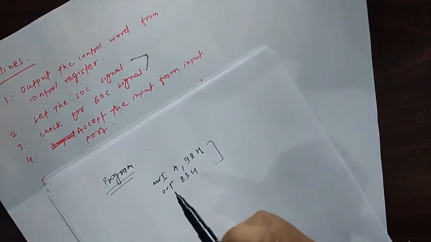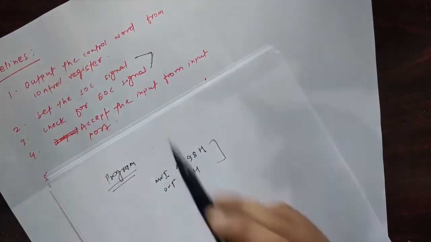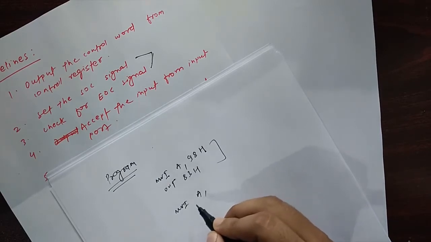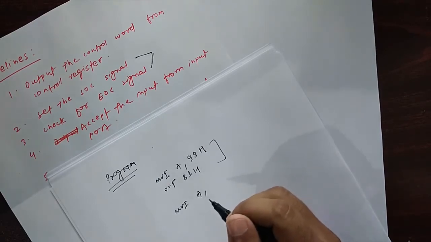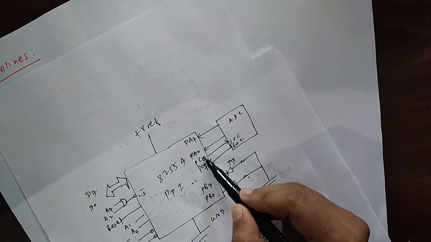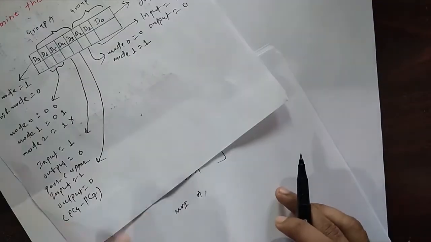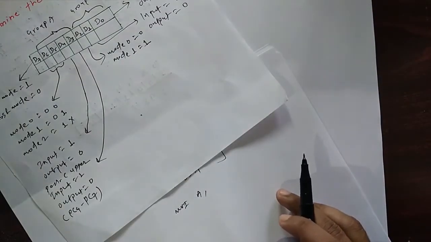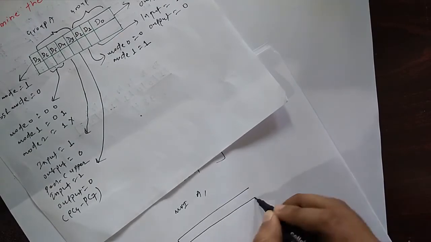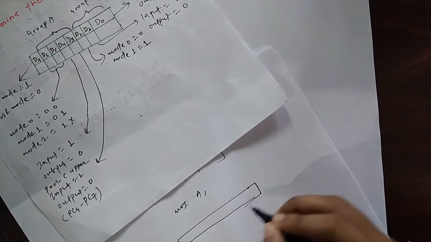Okay, and then we need to set the SOC signal. So for that we need to load accumulator with control word for setting the SOC signal. Now since SOC signal is assigned to PC naught, we will be setting PC naught, and for setting the PC naught the control word is, let me quickly write that.